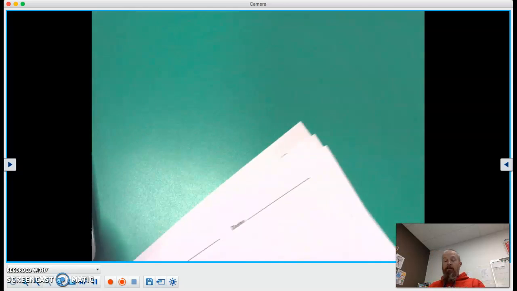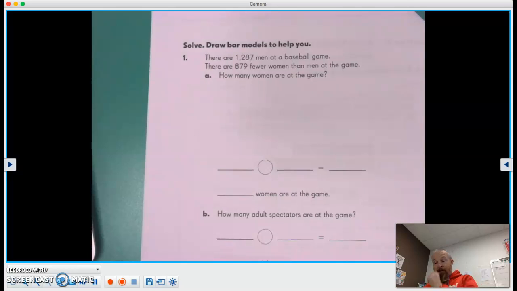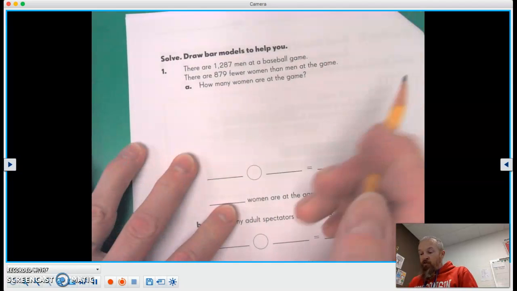All right, let's take a look here at number 1. There are 1,287 men at a baseball game. There are 879 fewer women than men. Therefore, there are more men than women at the baseball game. How many women are at the game? Okay, so we know how many men are at the game. That is something that is shared with us.